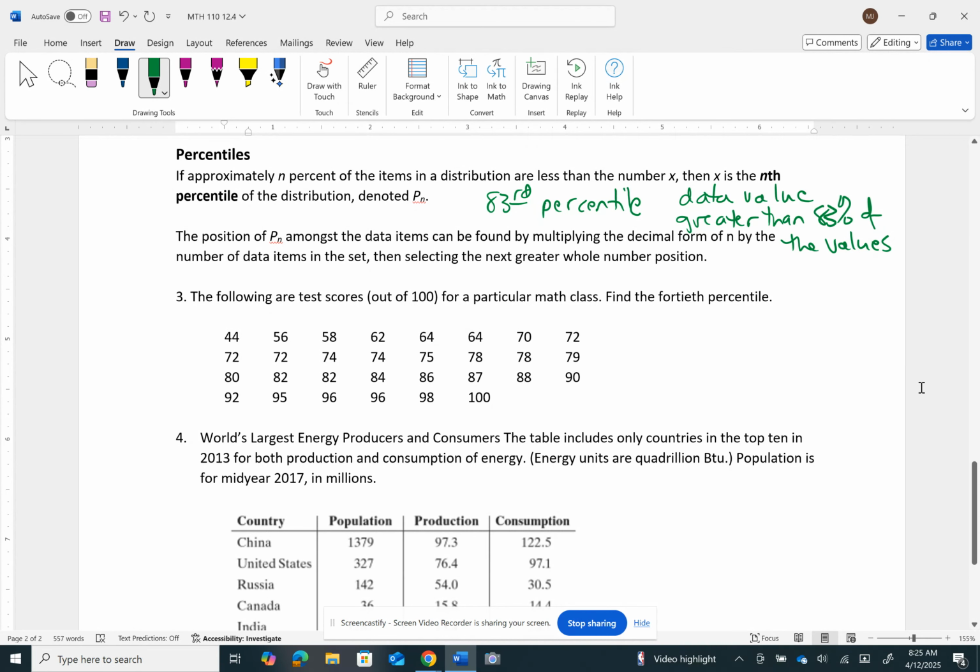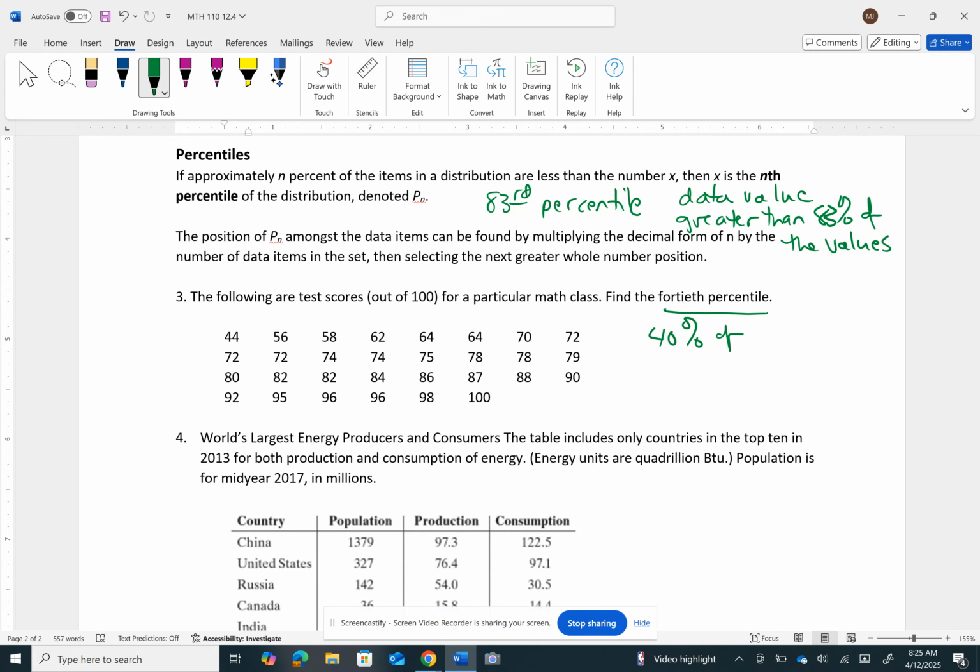For the 40th percentile, you're going to want to find out where you're going to want to do 40% of the number of data values so that you can then count to try to get the data value that's in the spot for the 40th percentile. So you need to do 40% of the data values.